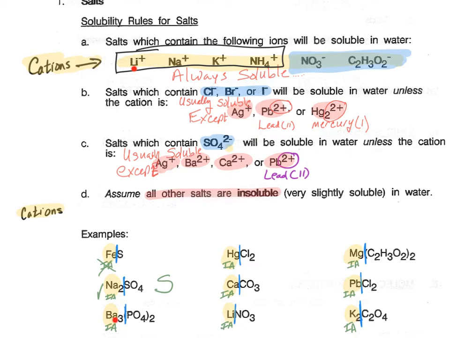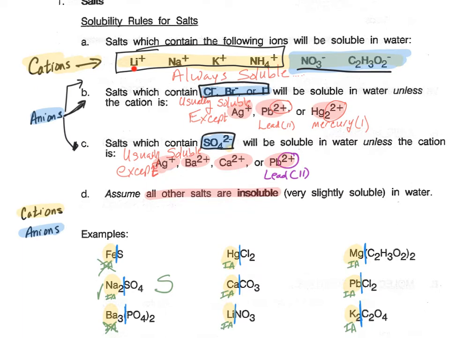And next we're going to look at the next one, which is barium. Barium's a group 2A, so we don't know yet if this is soluble or not. Next, we look to see what anions are present. So do you see nitrate or acetate? Do you see chloride, bromide, iodide? Or do you see sulfate? If you do not see any of those, then it is insoluble.